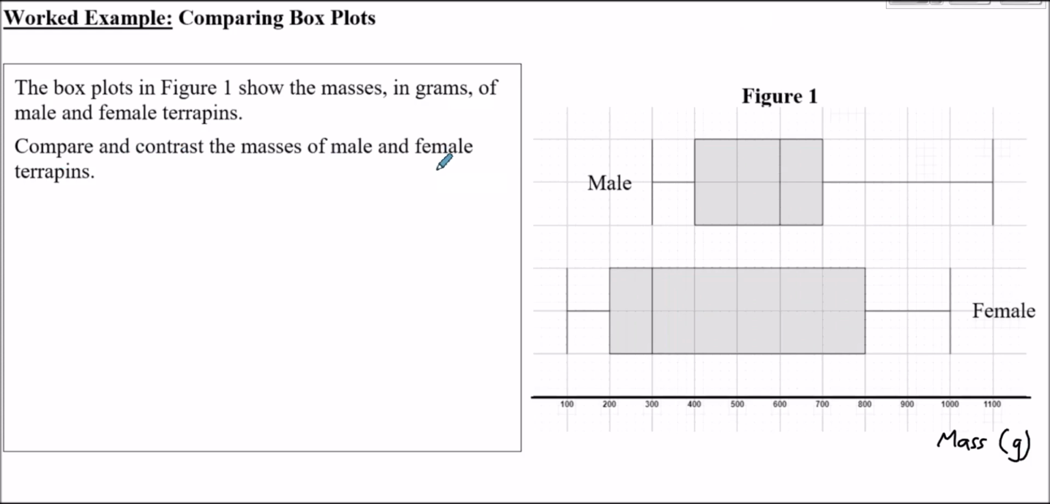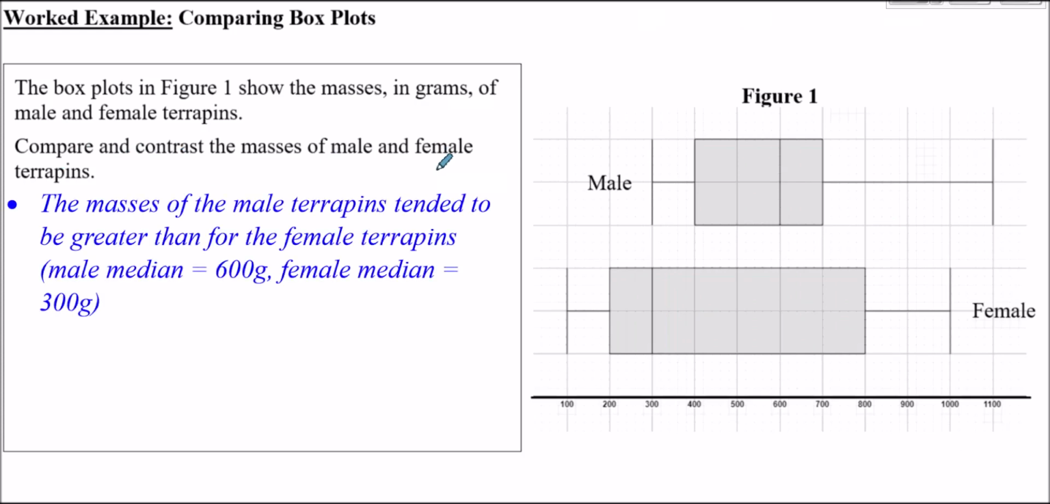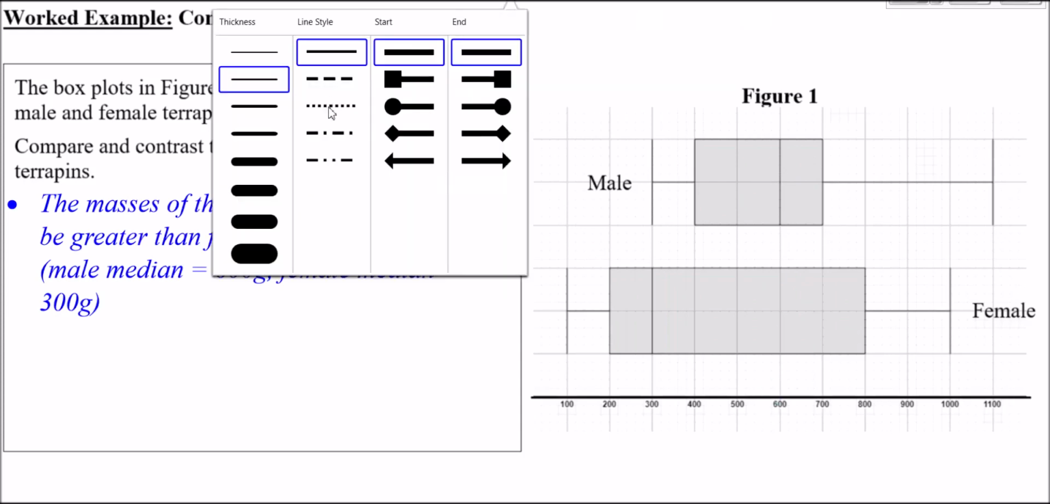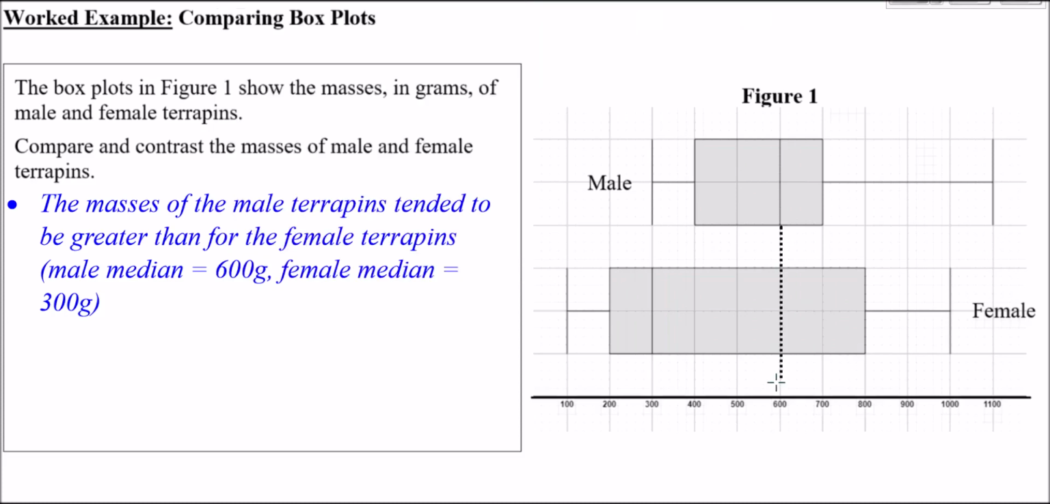So one thing we can do is compare the medians. The median for the males, as you can see here, is 600. This line here is at 600, whereas the median for the females is 300. But you need to compare these measures in context. So in context of the question, we could say the masses of the male terrapins tended to be greater than for the females. And I'm putting in brackets why that is. That's because the male median is 600 grams, whereas the female median is only half of that, which is 300 grams.